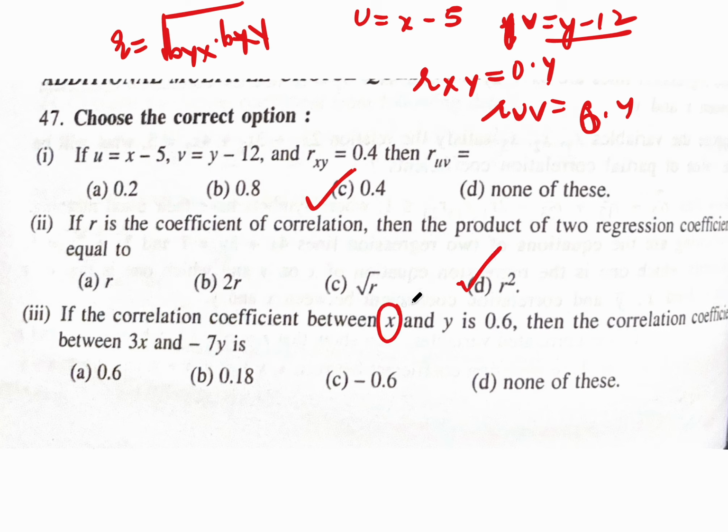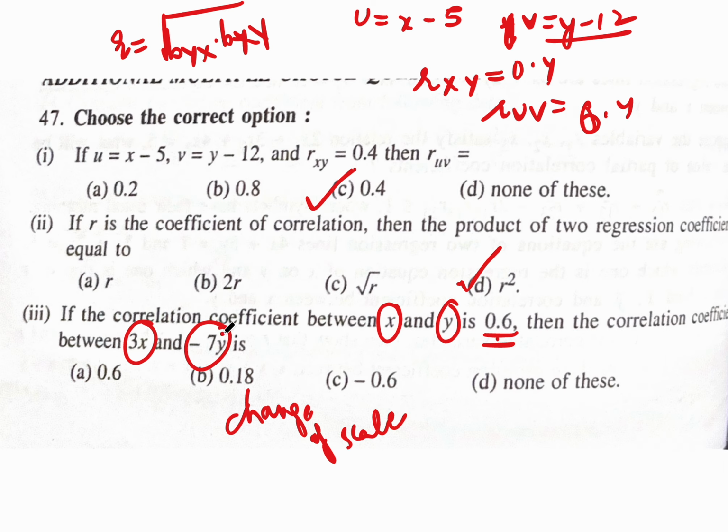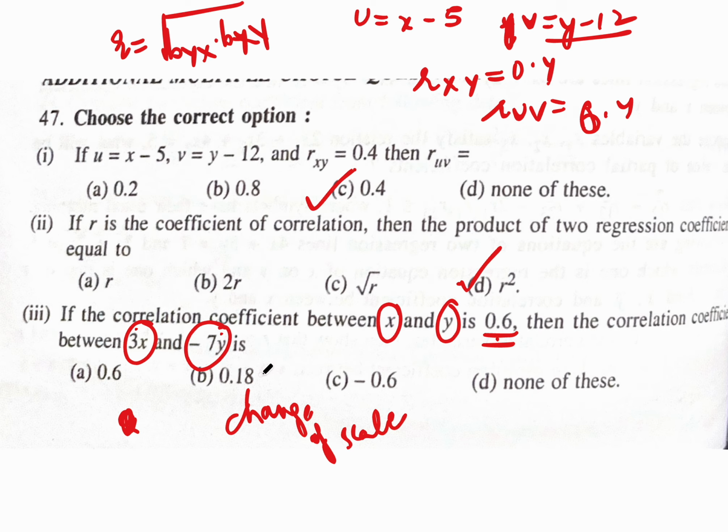If correlation coefficient between x and y is 0.6, then correlation coefficient between 3x and this is, change of scale is a relevant phenomena here. So it's going to be, fair. It's not going to change. Change of scale is a relevant phenomena in a different situation. Wait, 3 is C. Yeah, wait.